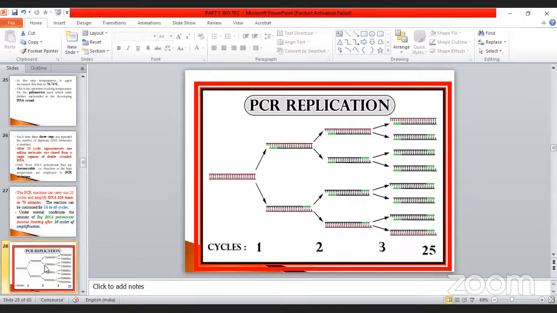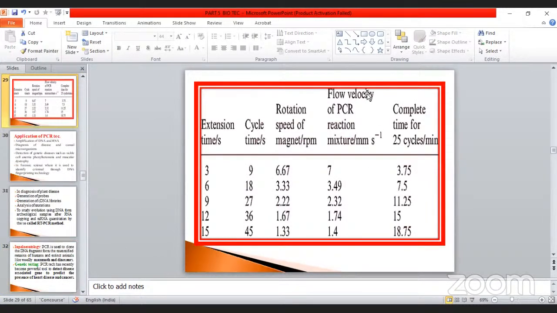Okay, see that one. See that flow velocity. This is the exact term they have given in tabulation form. How many cycles, extension time, cycle time, rotation speed of magnet in RPM, rotation per minute, and PCR reaction mixture per second, complete time for 25 cycles per minute. Okay, so these are the different things. Extension time 3, 6, 9, 12, 15. This is also threefold, 3, 6, 9 like that. So likewise, 3 means you will get the cycle 9 times. So it's also double, isn't it?